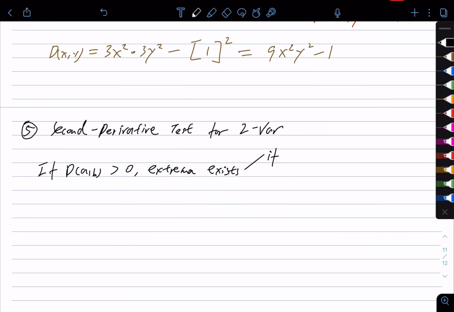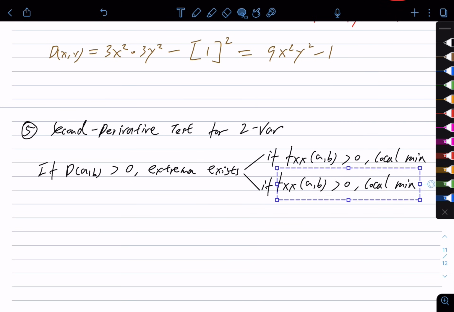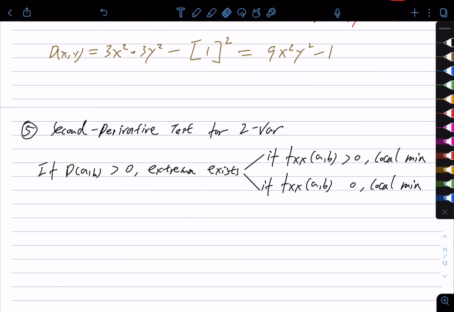if fxx at (a, b) is greater than 0, this means a local minimum. If this thing is smaller than 0, that means it's a local maximum.